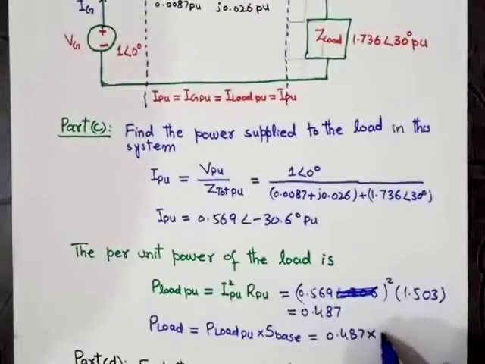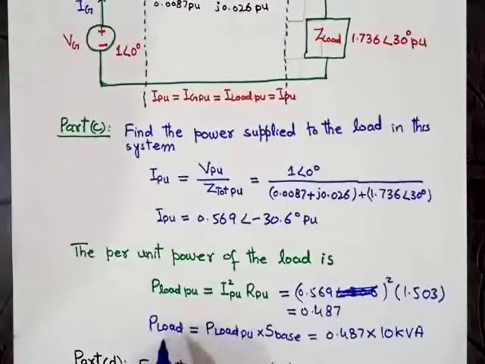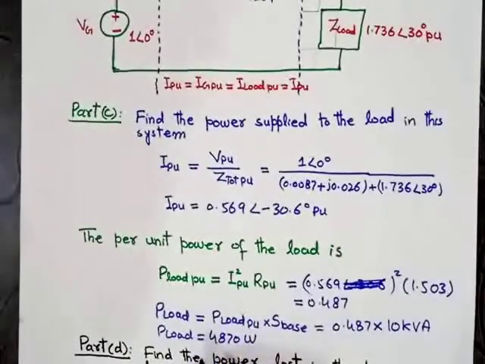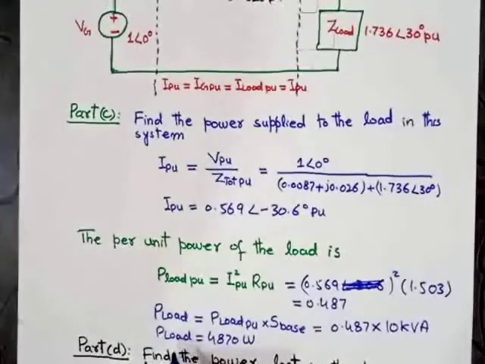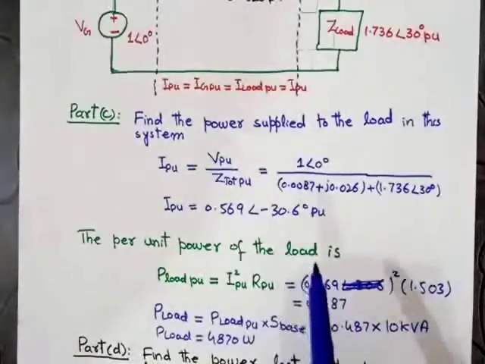Putting the per unit value in this formula, we get the actual value of the load power as 0.487 into the base value 10 kVA. After solving this equation, we get the actual value of the load, P load, equal to 4870 watts. So this is the actual power across the load. So this is part C of the given numerical.